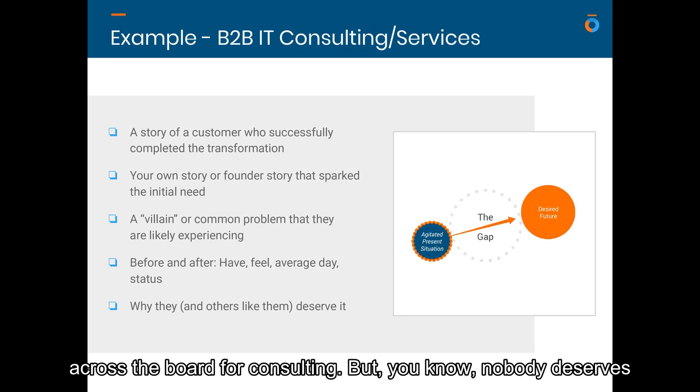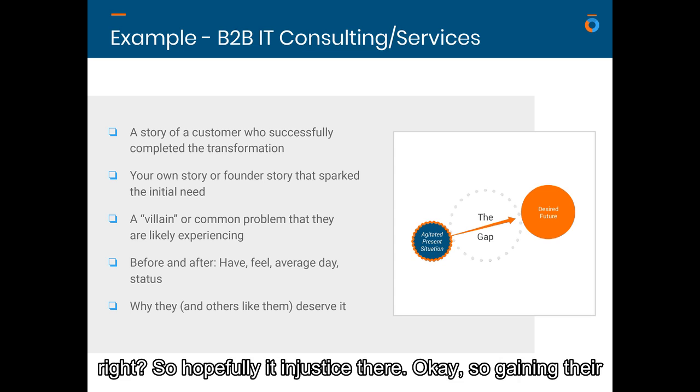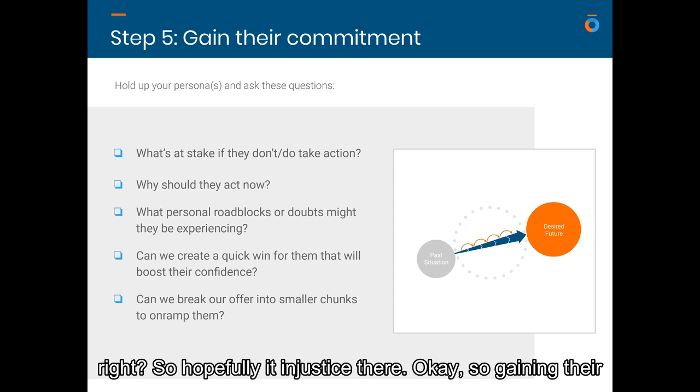But nobody deserves to do this anymore. We have all felt the pain for too long. Now it's time to make a change, right? So hopefully I did justice there. Okay, so gaining their commitment.